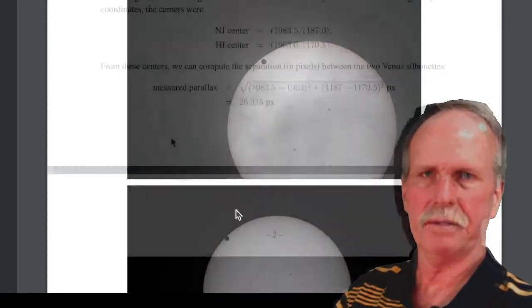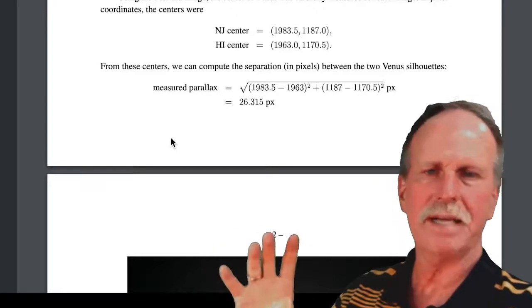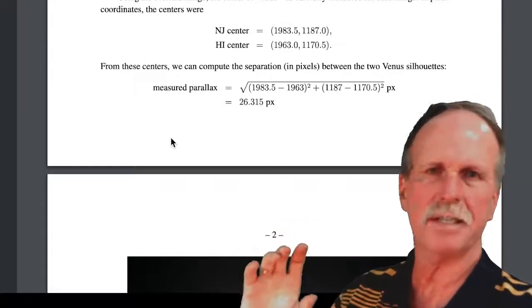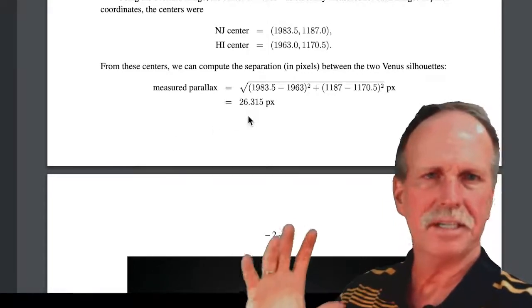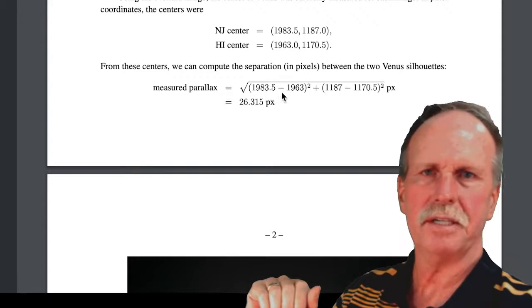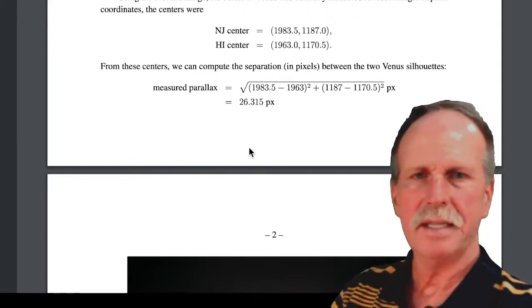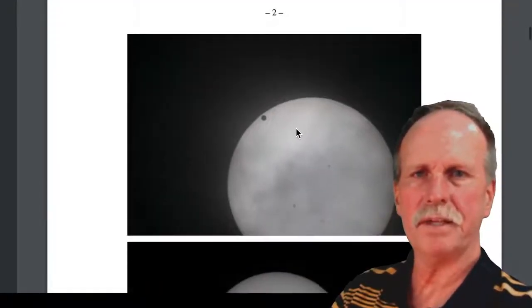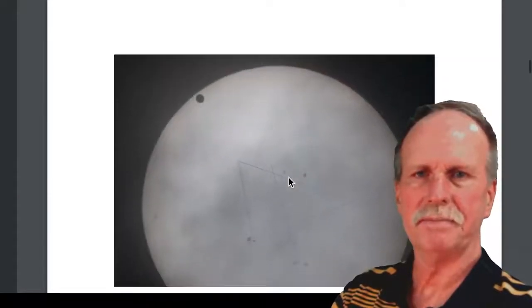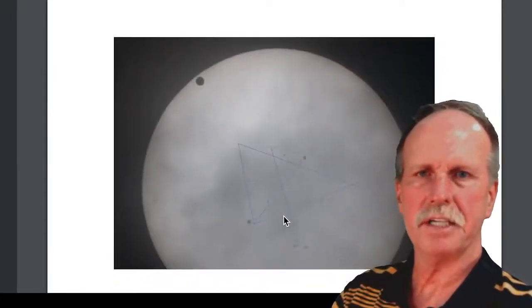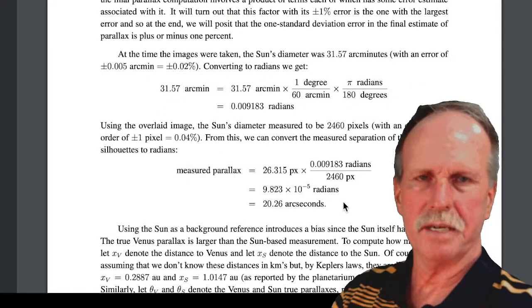That's the parallax angle. Now, to calculate the parallax, what he did was he normalized the images, lined up sunspots to sunspots, and made sure that the size of the images were the same. And then he counted pixels to the center of each of those images of Venus. And he found the distance between the two. It was 26.3 pixels. Then what he did was he looked at the width of the sun, and he converted the number of pixels to arcseconds. Here's him lining up the sunspots to make sure everything lined up properly.